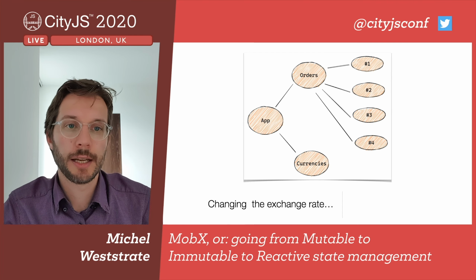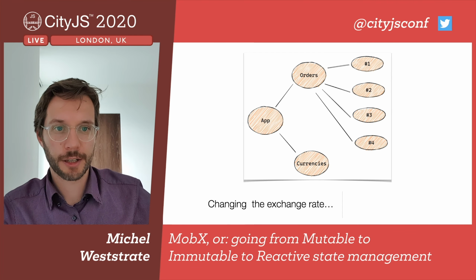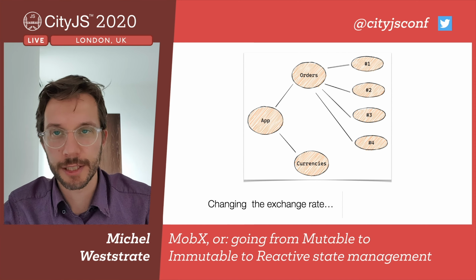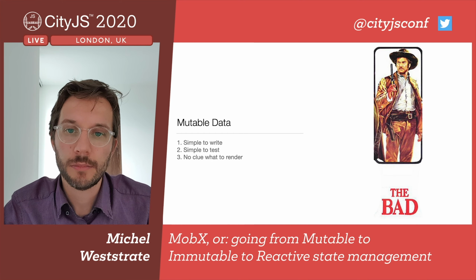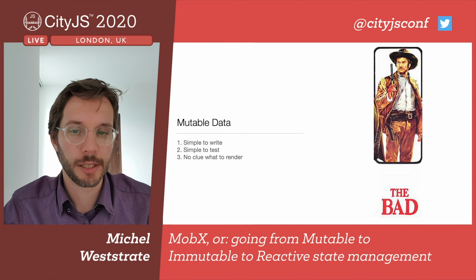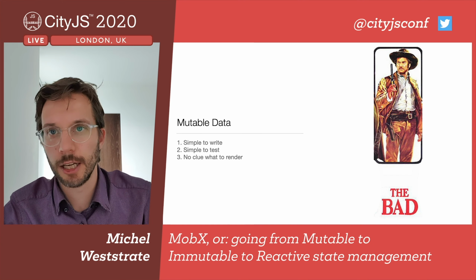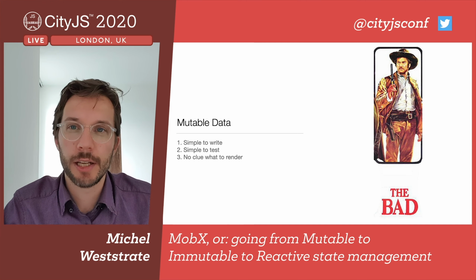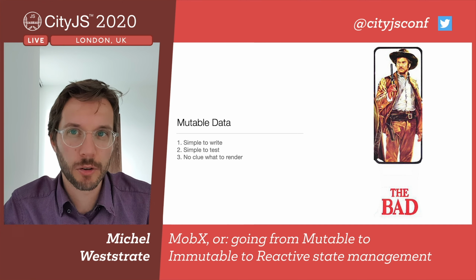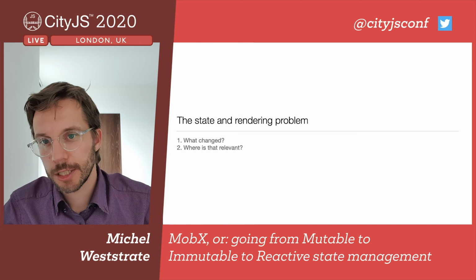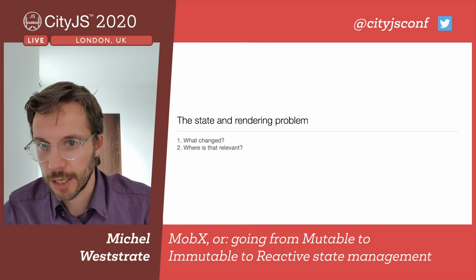So if you look at the components that re-render, if you picture that, it's basically everything, the entire tree. Mutable data is, in essence, straightforward to write. It's also quite easy to test, actually. The problem is we have no clue what or when to render. So that's basically the essential problem we try to solve today.